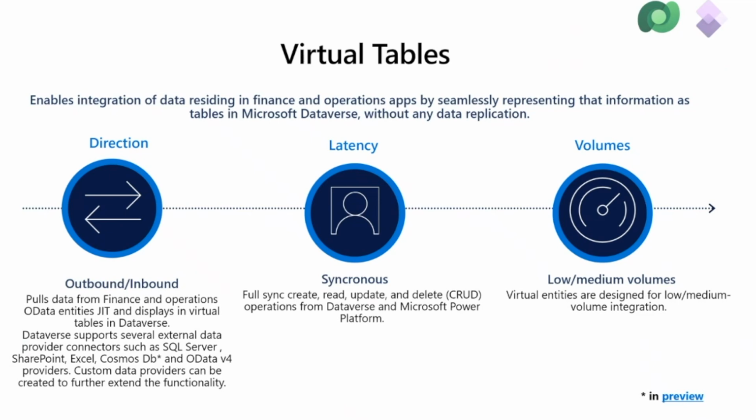For optimal latency, we always recommend that you have both finance and operation apps and Dataverse co-located in the same Azure region. When they are co-located, the virtual entity overhead is expected to be less than 30 milliseconds per call. And regarding volumes, virtual entities today are suitable for rather low to medium volumes.